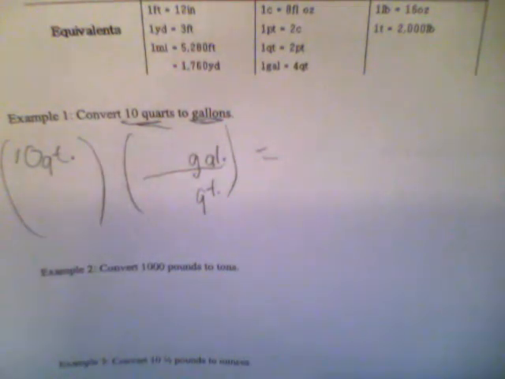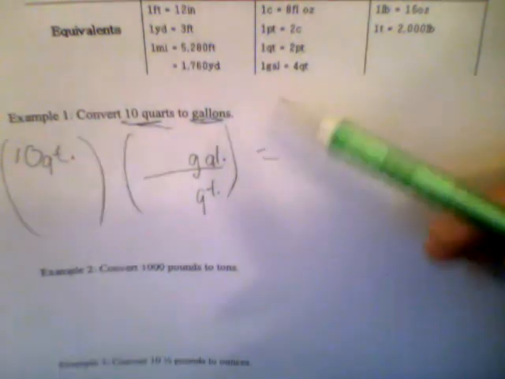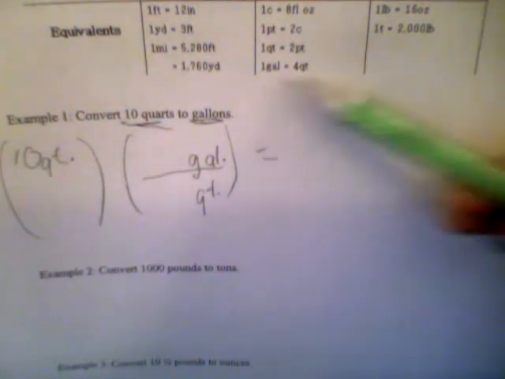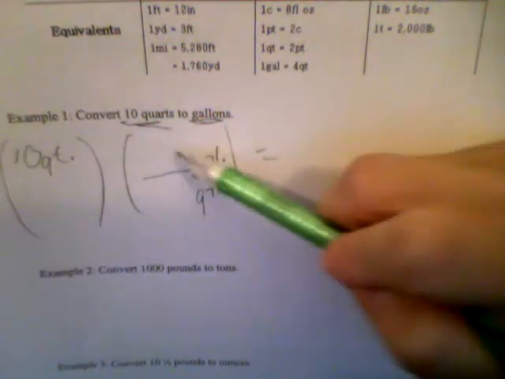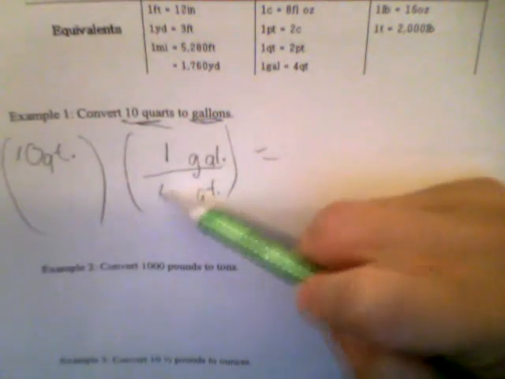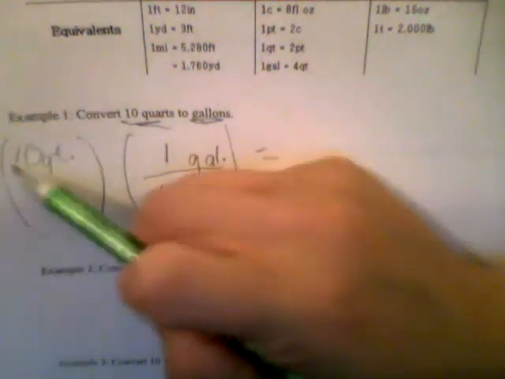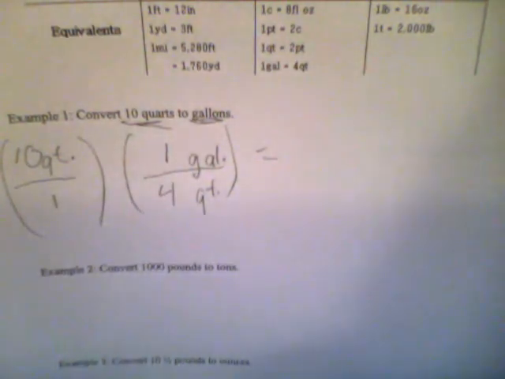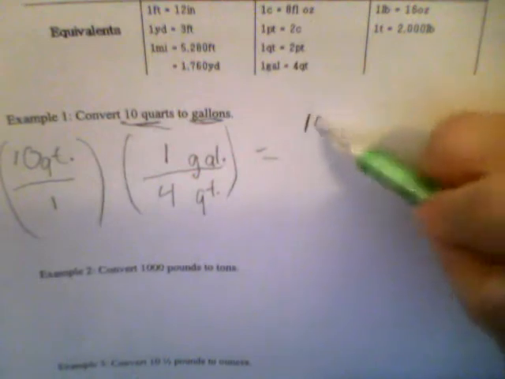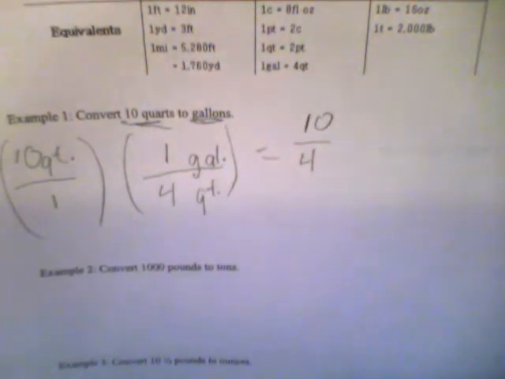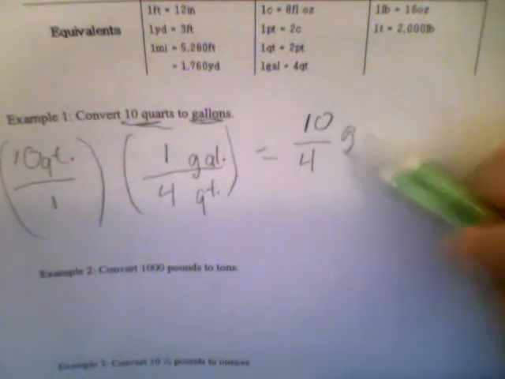Now I just need to plug in my numbers. If you look at the chart, it says that 1 gallon is equal to 4 quarts. So my 1 goes with the gallon, my 4 goes with the quarts. Now I just have to multiply. So for the 10 quarts, I'm going to put 10 over 1. I'm going to multiply my numerators and multiply my denominators. 10 times 1 is 10. 1 times 4 is 4. So I'm just left with 10 over 4, or 10 over 4 gallons.